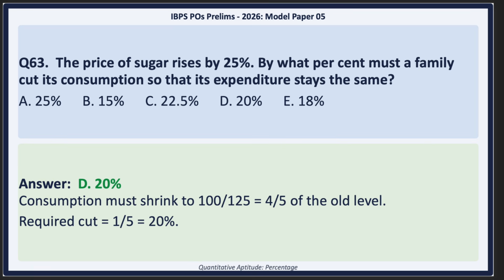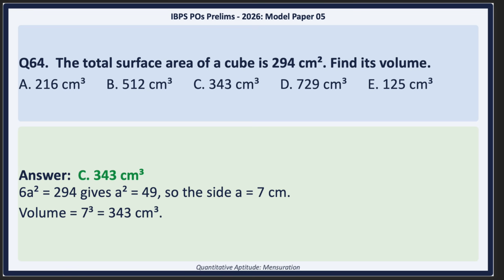100 over 125 simplifies to 4/5. If you're consuming 4/5 of what you used to, you have cut 1/5, and 1/5 is 20%. Exactly. That is genuinely useful for budgeting. Wrapping up, question 64 asks for the volume of a cube with a surface area of 294.